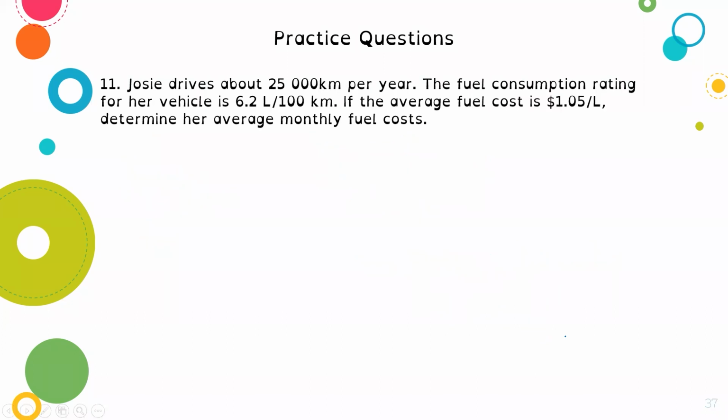Okay, and then one last question. Josie drives about 25,000 kilometers per year, my bad. The fuel consumption rating of her vehicle is 6.2 liters per 100 kilometers. If the average fuel cost is $1.05 per liter, determine her average monthly fuel costs. So first, we need to figure out how much fuel consumed. And that is our kilometers. So 25,000 times 6.2 liters per 100 kilometers. We need both those parts, right, in order to calculate this properly.